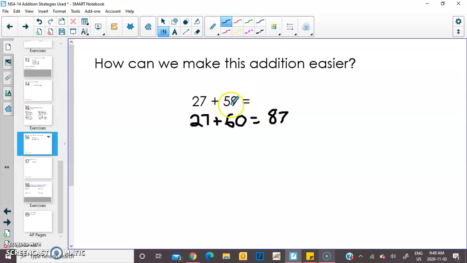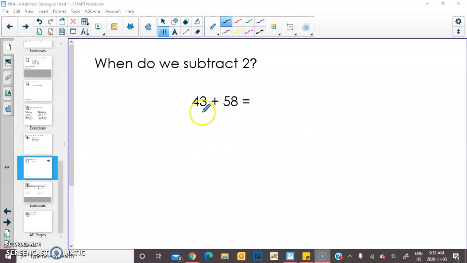And we know we had to add 1 more to 59 to make 60. So we need to minus 1. So we have 87 minus 1, which equals 86. Very good, grade 4.